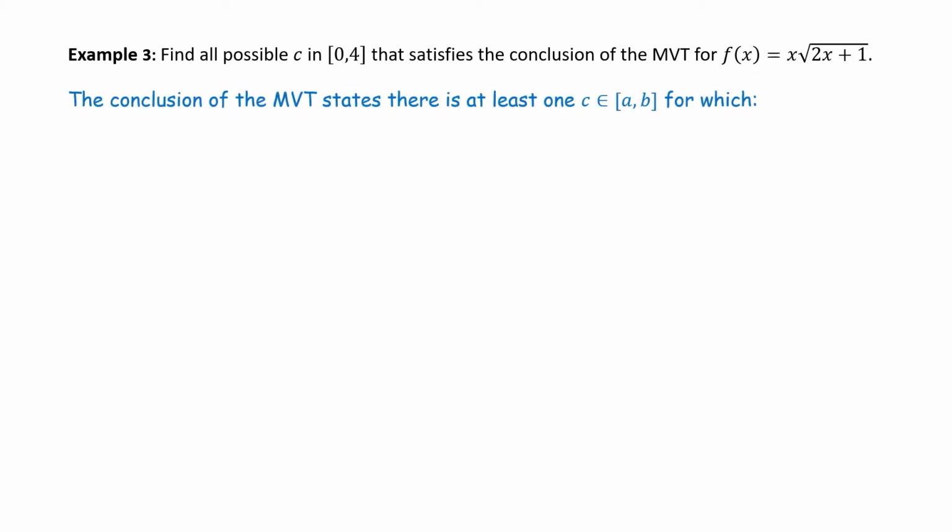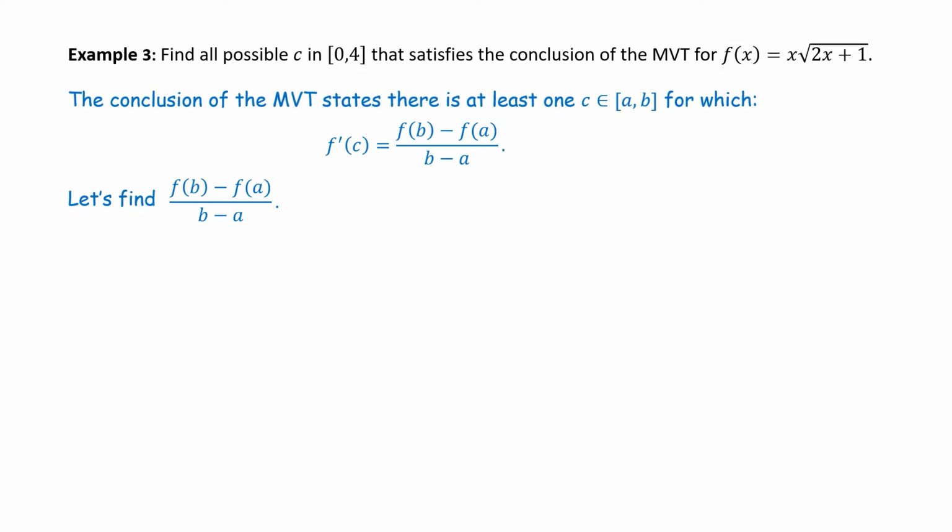The conclusion of the mean value theorem states that there is at least one c in the closed interval from a to b for which f prime of c, the instantaneous rate of change at c, is equal to the slope formula: f of b minus f of a divided by b minus a. Let's find our f of b minus f of a divided by b minus a.